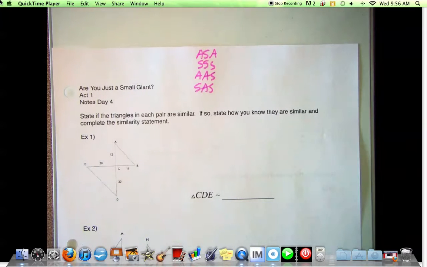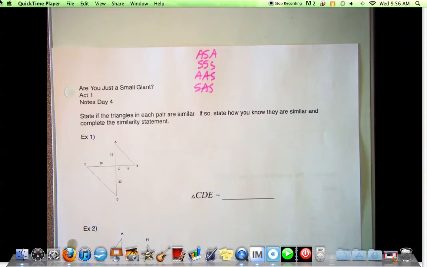How do we know if angles are congruent? If we're looking at a drawing, how do we know if angles are congruent? The little mark in the corner, the circle, partial circle thing. How do we know if sides are congruent? The dashes or the tick marks.